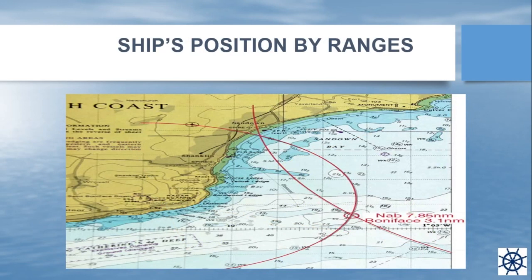This one is an example of ship's position by ranges. If you take ranges from any point on land, if you have two ranges used, for example, a reference point coming from Nab, which is 785 nautical miles, and from Boniface is 3.1 nautical miles, the intersection of the two arc ranges will be your position. Okay, that is for the ranges.